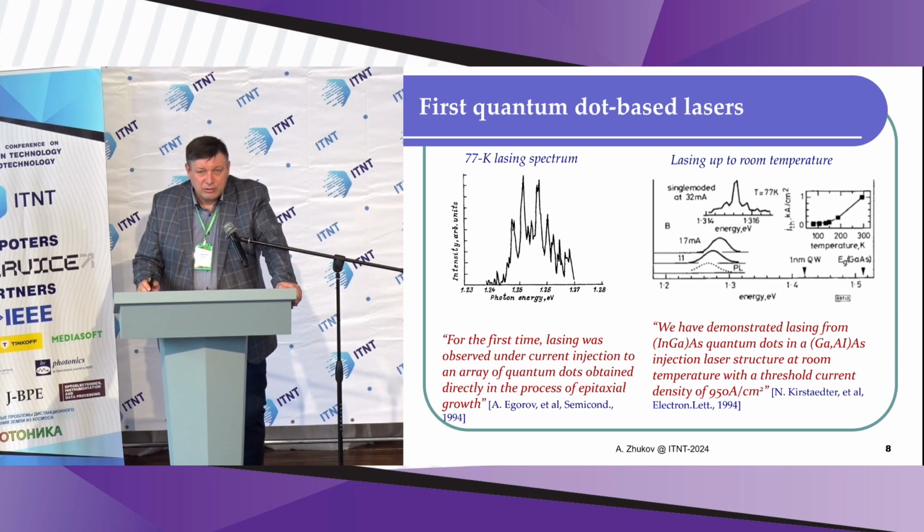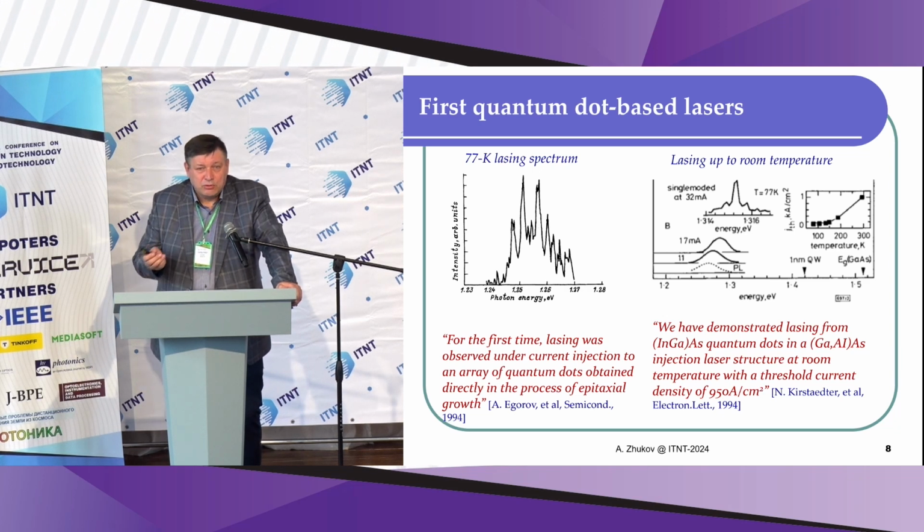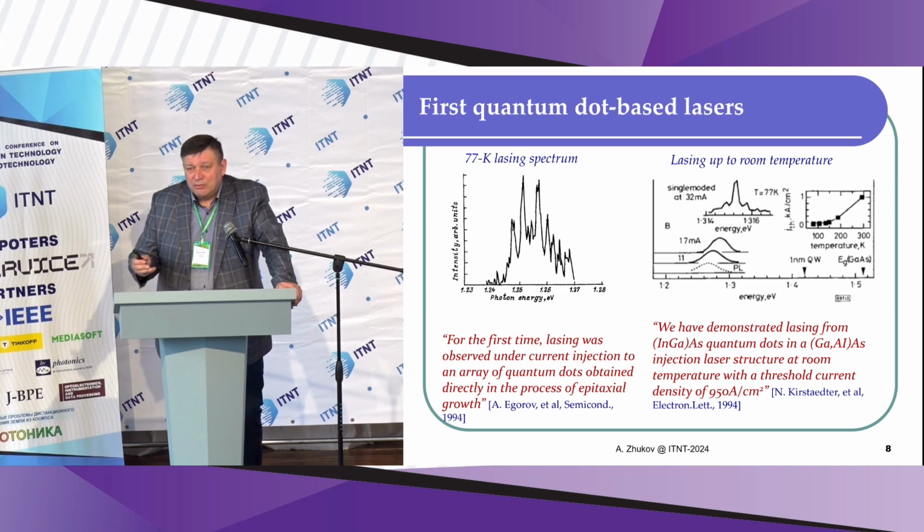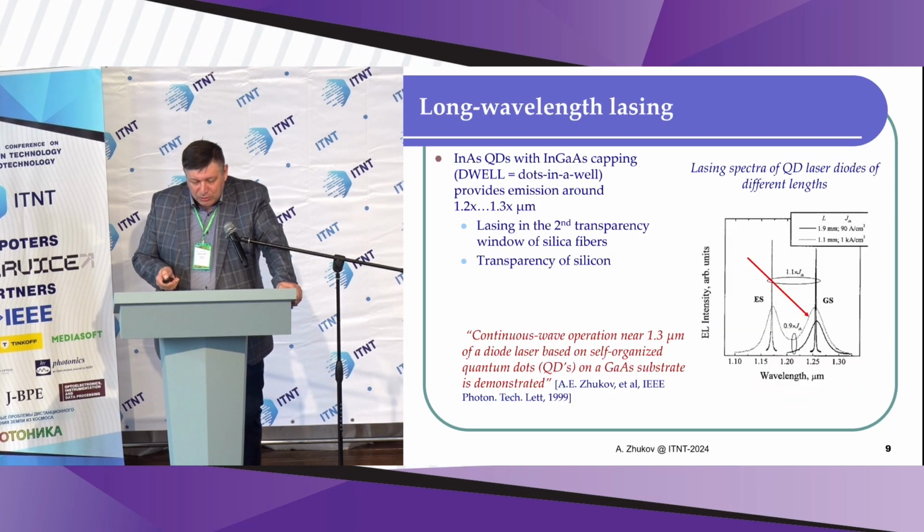For sure, this sort of quantum dot laser, the first one, was very far from the theoretically predicted advantages because the threshold current density was quite high and temperature stability was poor, and it took many years for improvement of the quantum dot characteristics.